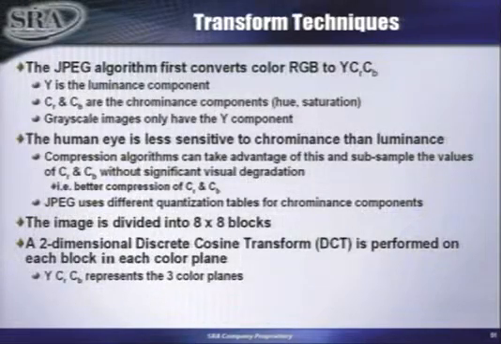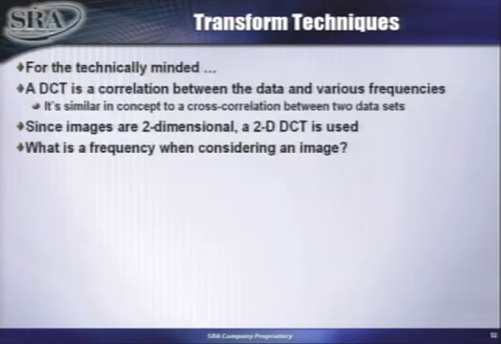And this is basically the words behind what I just said. The last bullet there: a 2-dimensional discrete cosine transform is performed on each color plane. So we'll do that for the luminance values, and it will do that for each of the chrominance color planes. For the more technically minded, DCT is kind of a correlation between the data and various frequencies. And we'll see the formula in a second. So you see, how well does this data correlate with low frequency? How well does the data correlate with high frequency? That's essentially what a DCT is. Really, a Fourier transform is the same thing, except it has the imaginary component, and the DCT only has the cosine component.